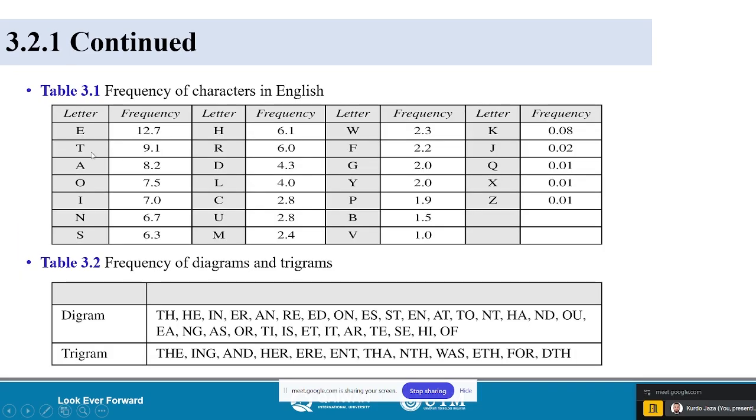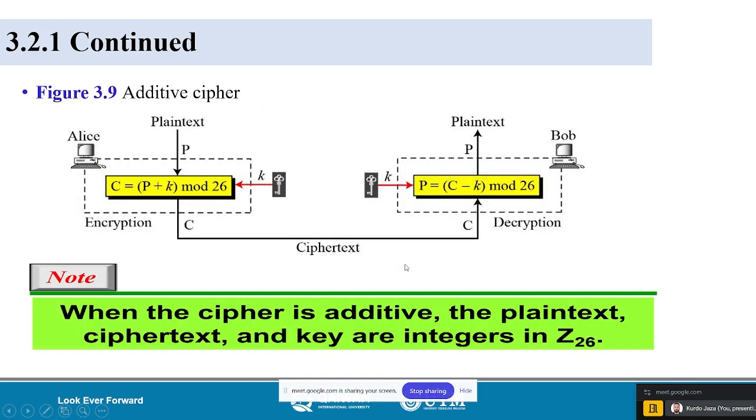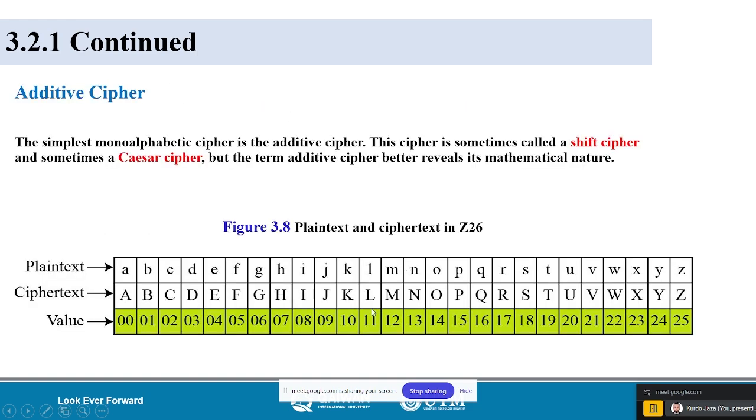Now we will look at the position of T, and we found that the T is 19. Now we say that 19 is the key.